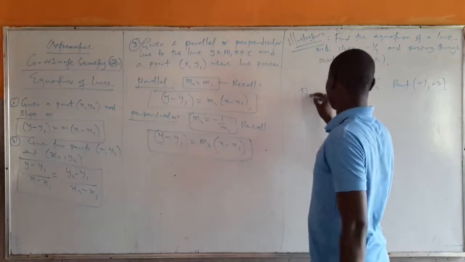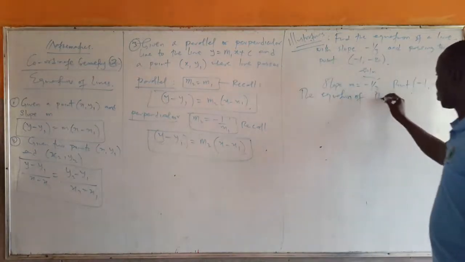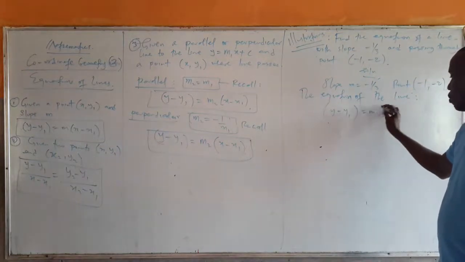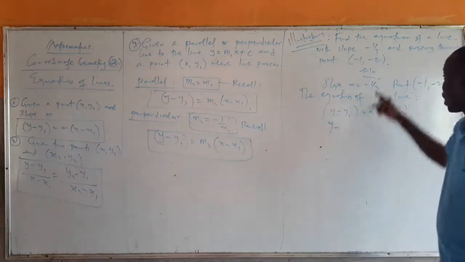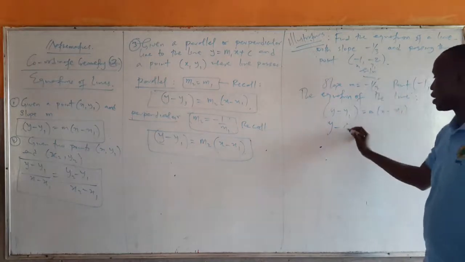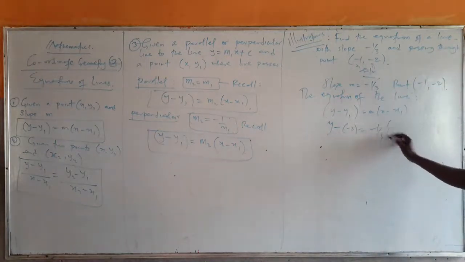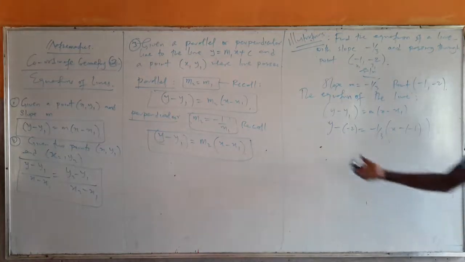So the equation of the line will be what? y - y1 = m(x - x1). So what is y1? Remember this is (x, y), so this is (x1, y1). That's y - (-2) = what's your m? -1/3 into (x - what's x1? -1).